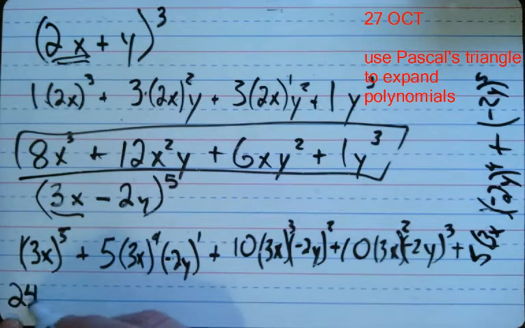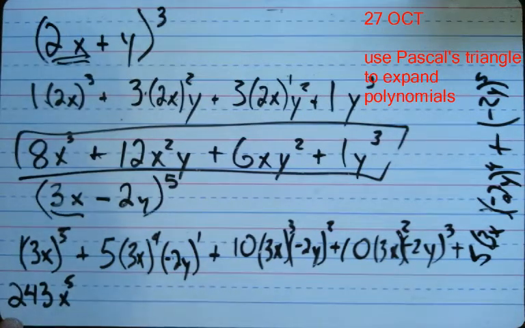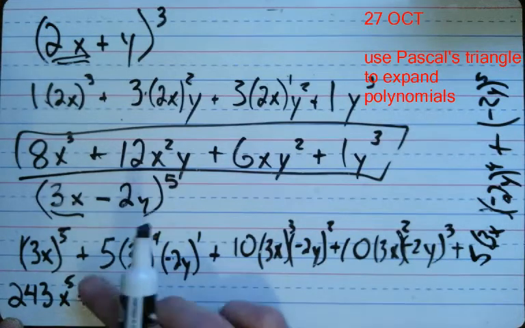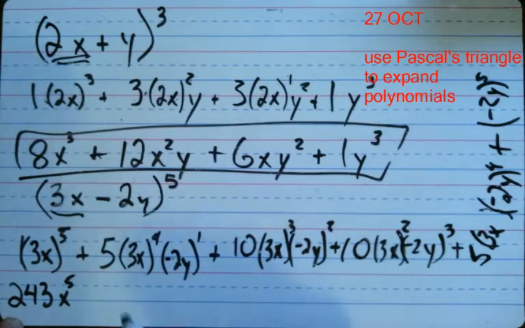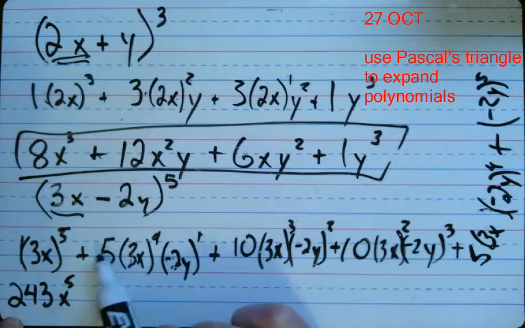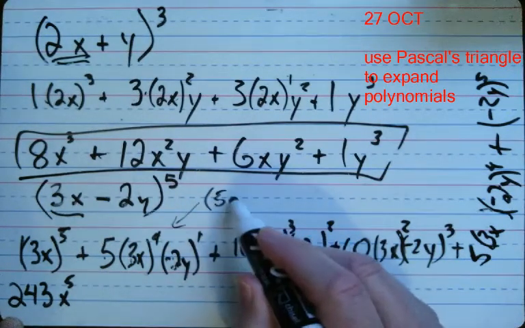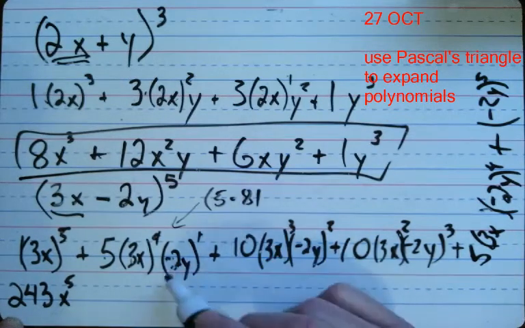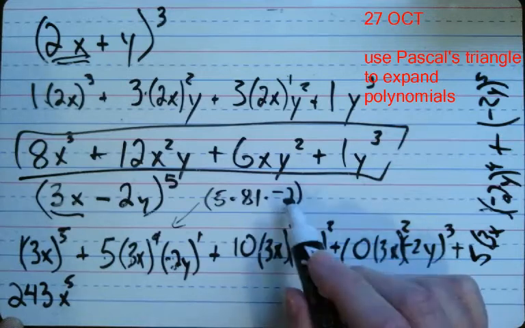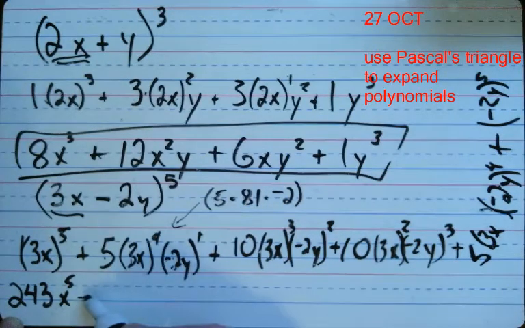So this is 243x^5, first number, okay? Plus, minus. How do I know it's minus? Because this is negative 2 to the first power. That's negative 2 times 3 to the 4th, which is 81, times 5. So see, this is 5. This guy right here is 5 times 3 to the 4th. That's 81 times negative 2. So negative 2 times that, that's going to be the number that's in front. So it's going to be negative. And what in the world is that? Well, negative 2 times 81 times 5 is gigantic. Negative 810.